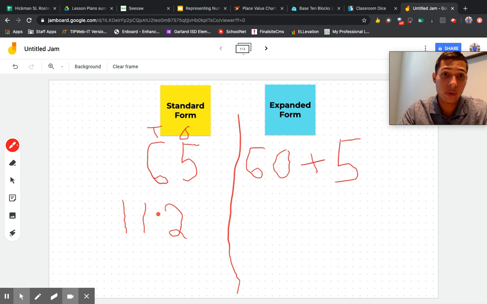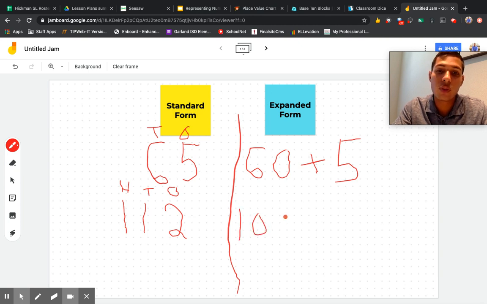Okay. So we need to determine the place value. So, ones, tens, hundreds. Okay. We have to start with the hundreds. So how many hundreds do we have? We have 1, just 100. It's simple. We know that. We know we can write just 100.